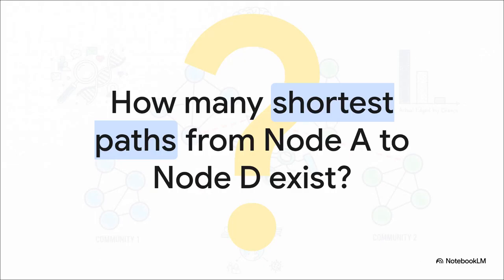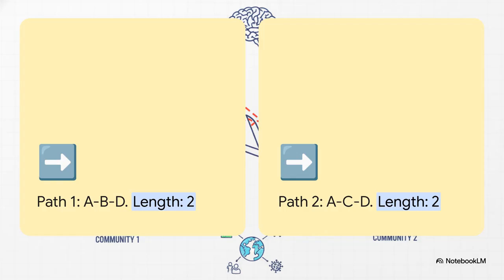So to calculate that betweenness score, the algorithm has to look at every single possible pair of nodes. We're not going to do all of them, don't worry. But let's just take one pair as an example to see how this works. How many shortest paths are there to get from node A all the way over to node D? And it turns out there isn't just one best way. There are actually two paths that are the exact same shortest length. You can go A to B to D, which is 2 hops, or you can go A to C to D, also 2 hops. It's a tie.